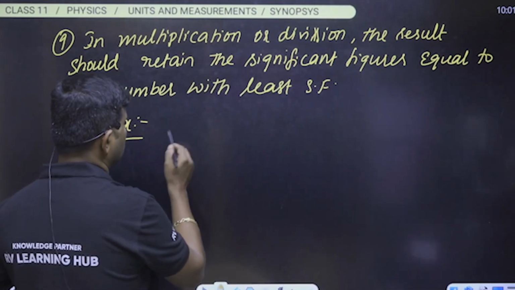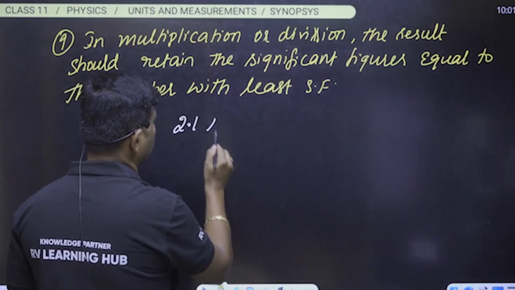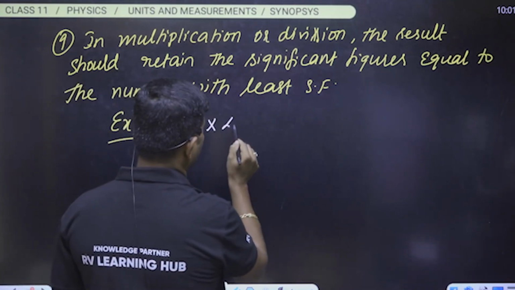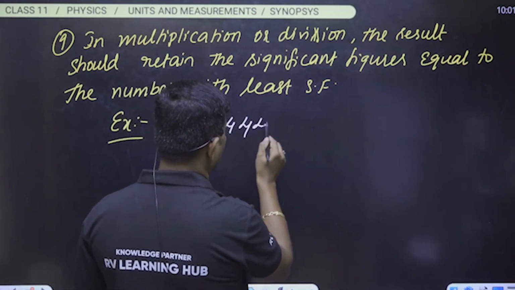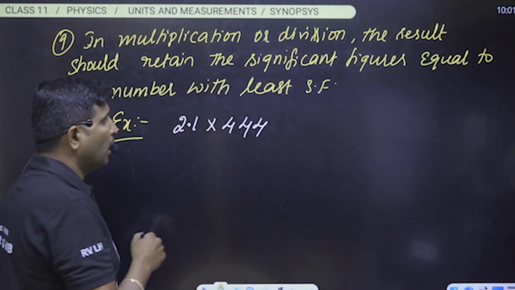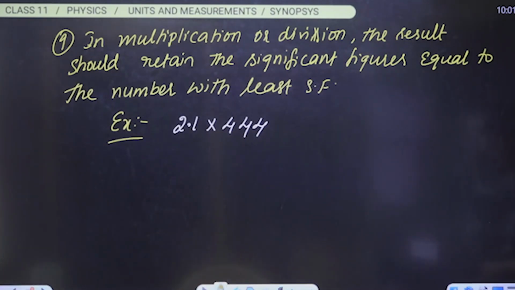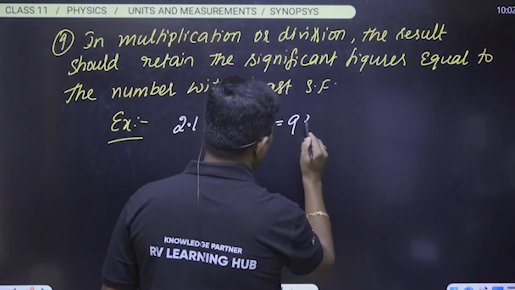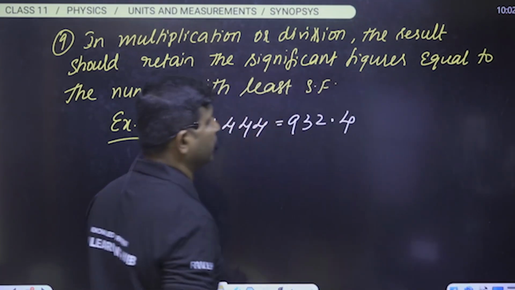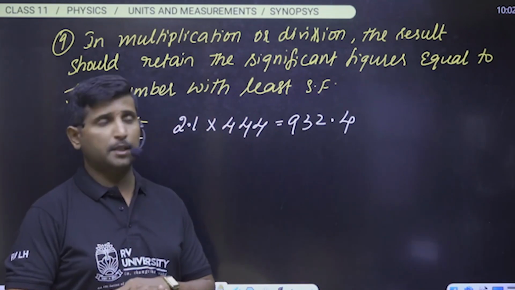We can say, for example, 2.1 into 444. If we multiply this value, how much will we get? We will get the value nearly equal to 932.4. But how can we express this result?